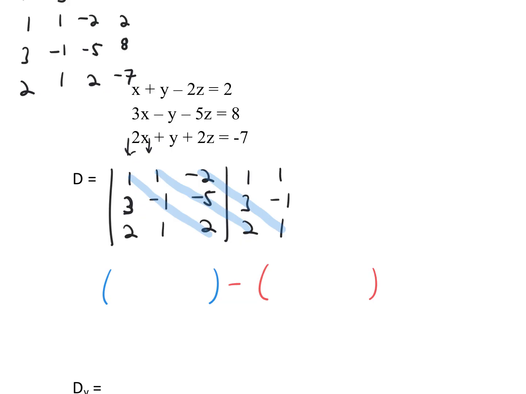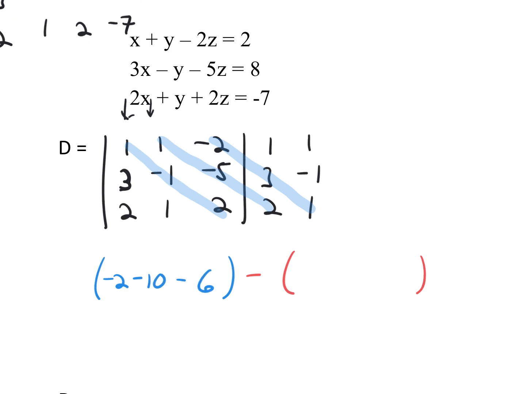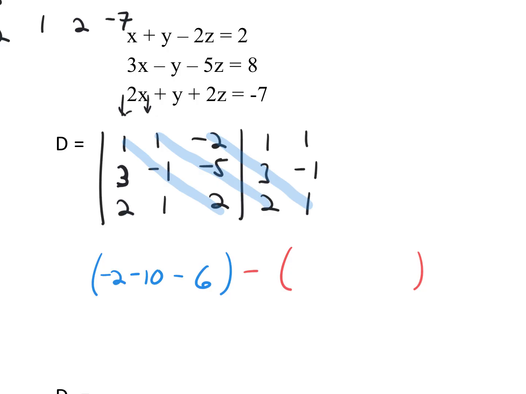So 1 times -1 times 2, what does that get you? -2, and then the other diagonal? 1 times -5 times 2? -10. And then -2 times 3 times 1? -6, good. So that's our major diagonal. And now we repeat that process with the minor diagonals. So we're going in the other direction. So 2 times -1 times -2, what does that get you? 4. 1 times -5 times 1 is -5. And then 2 times 3 times 1 is 6.